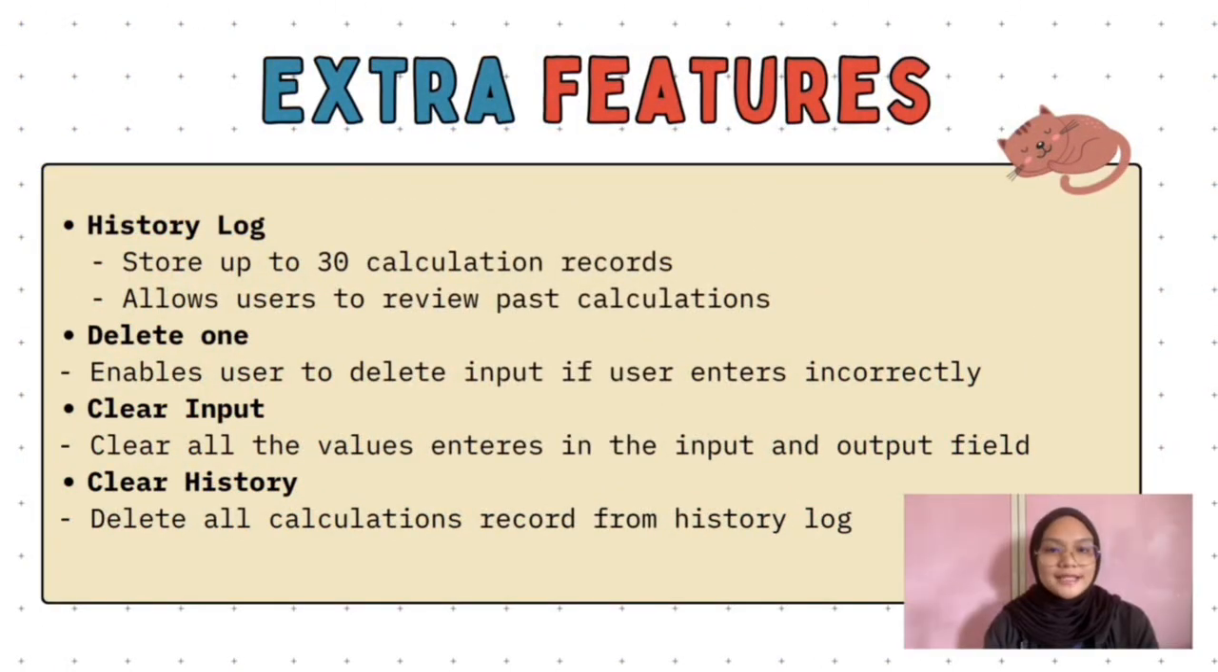Moving on, let's take a closer look at the extra features. Our calculator also provides several extra features. The history log stores up to 30 previous calculations for easy reference. The delete one function removes the last entered input if the user makes a mistake. Clear input clears all values from the input and output fields, while clear history deletes all saved calculation records.